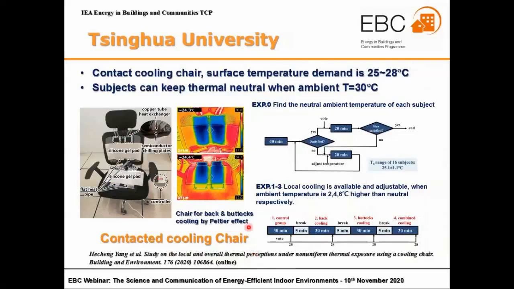For the cooling chair, I wouldn't like to explain in more detail, but the conclusion is that for the conducted cooling chair, the surface temperature demand is just from 25 degrees to 28 degrees. The subject can keep thermal neutral even when the ambient temperature is 30 degrees. They feel neutral. And when the ambient temperature is 32, they feel slightly warm but acceptable. So this is totally different from traditional air conditioning, because the demand temperature is quite high.